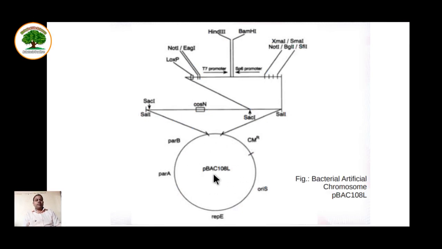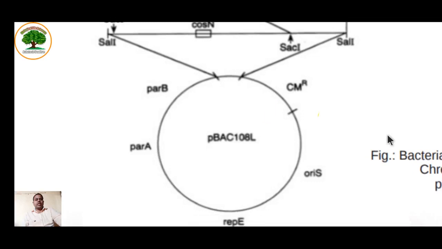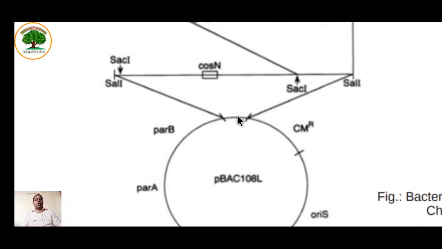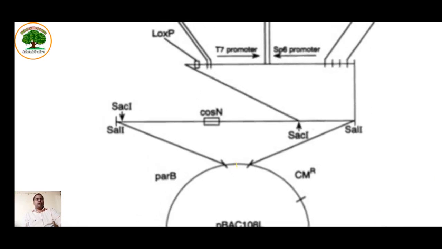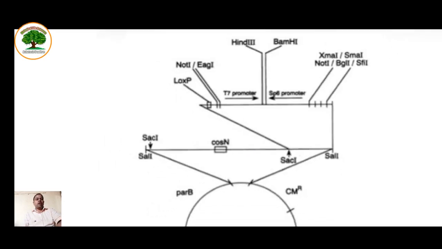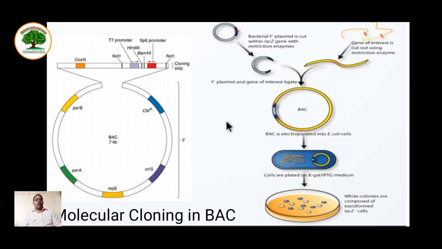The example here is pBAC108L. You can see here the parA and parB genes, then there is the presence of the oriS site, then the RepE protein. Here is the cloning site where different cloning sites for different enzymes are present. Then the cos site is also there, and there are two promoters at this site, that is T7 and SP6 promoters. This depends on the requirement or on how the replication will be occurring. Now let's see the molecular cloning in BAC, how the cloning is done.